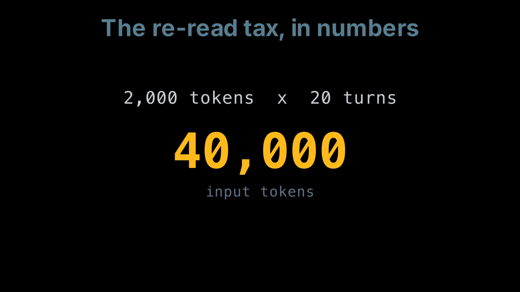Let's put a real number on that tax. Say you have a 2000 token preamble and it runs inside a 20-turn agent. That is 40,000 input tokens just for the preamble before the agent does a single useful thing. Now trim that preamble down to 500 tokens. The same loop now costs 10,000. Same work, a quarter of the bill, just from a tighter prompt.